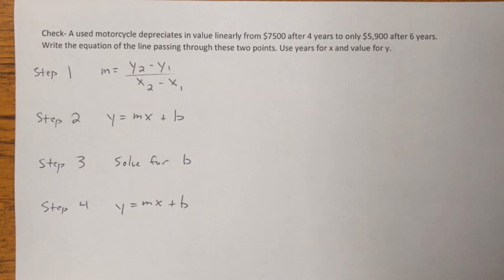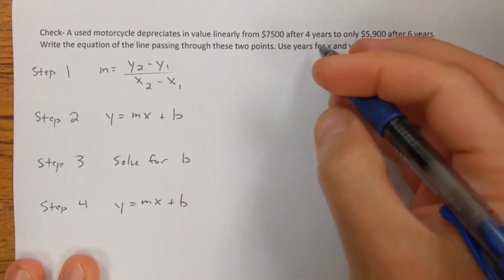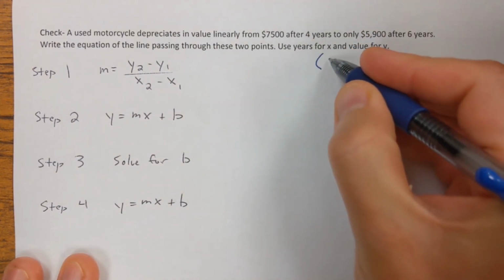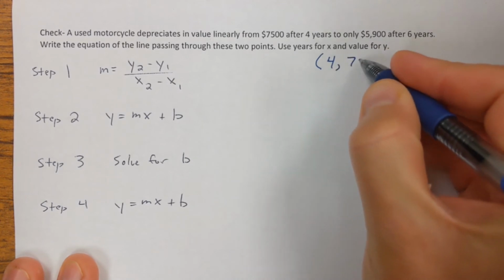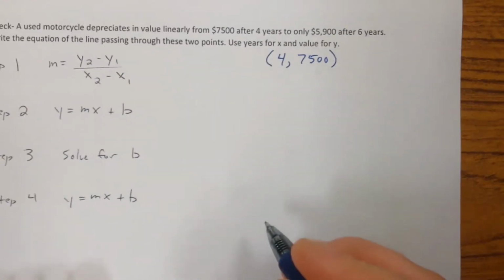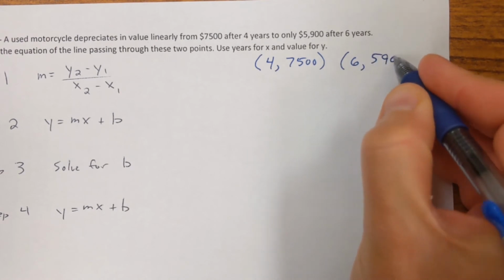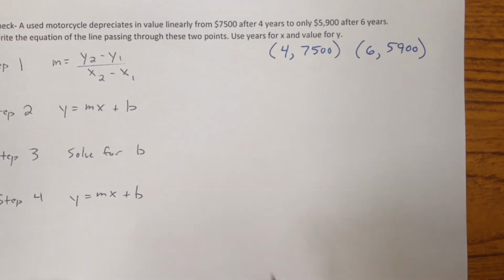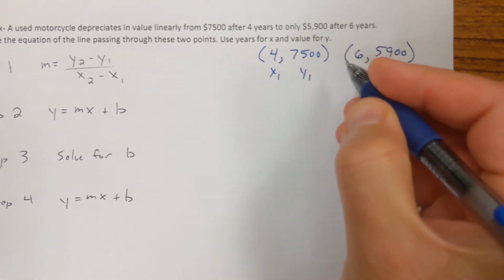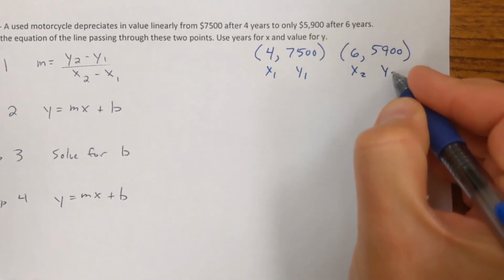Go ahead and I'm going to have you pause in a second. I want you to try this on your own. Try to find this equation, and let me help you get started. So our points here, we need to use years for x. At 4 years, it's worth $7,500. After 6 years, it's only worth $5,900. This is going down in value. So x1, y1, x2, y2.